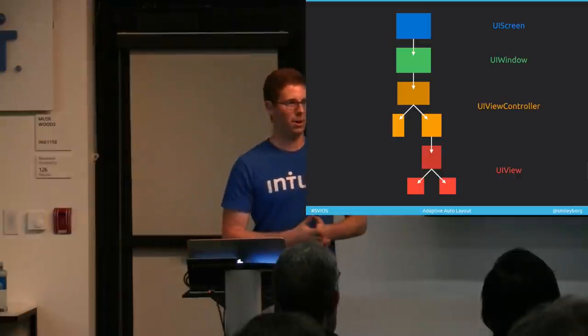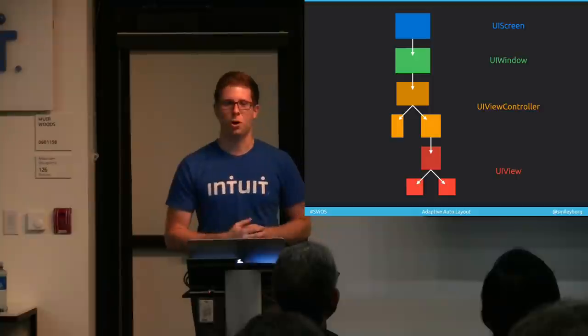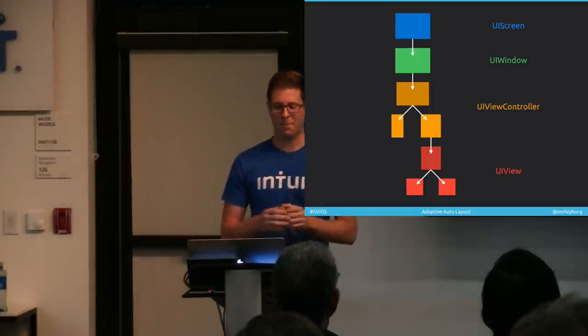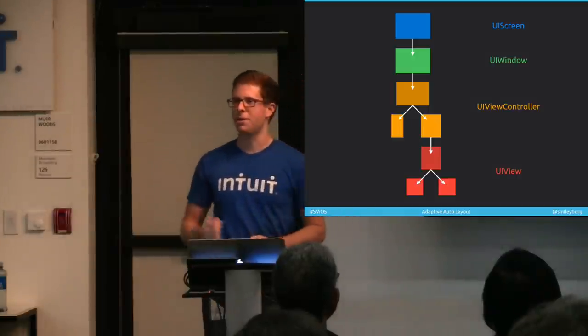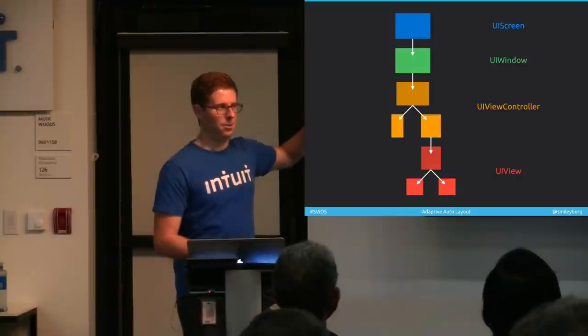And this is really important. This is something that Apple did mention at WWDC, but I don't think they really hammered this point home. And if there's one thing you take away from this talk, please, there's a natural hierarchy of how all these trait environments are organized. Meaning, traits are actually inherited through this hierarchy.